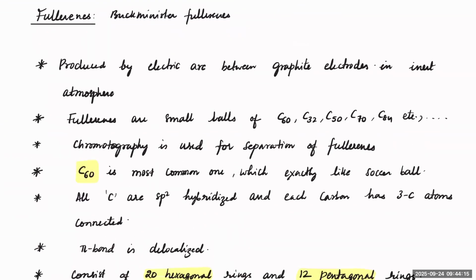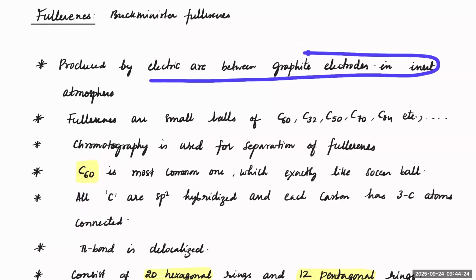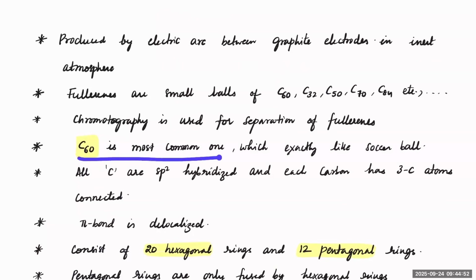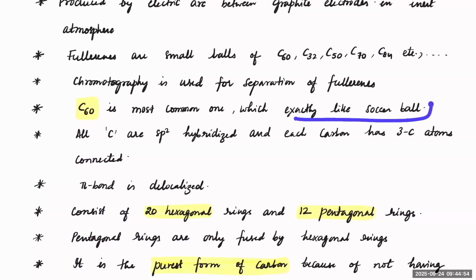The last thing we need to understand is fullerenes, Buckminster fullerenes. These are produced by electrical arcs between graphite electrodes in an inert atmosphere. Fullerenes are small balls known as buckyballs. They could be carbon 60, carbon 32, 50, 70, 84, and so on. The most common one is carbon 60. These fullerenes can be separated via chromatography. And C60 is the most common one, which mimics the soccer ball.